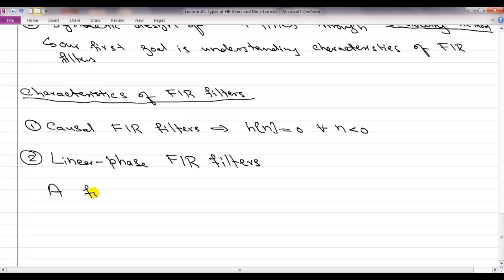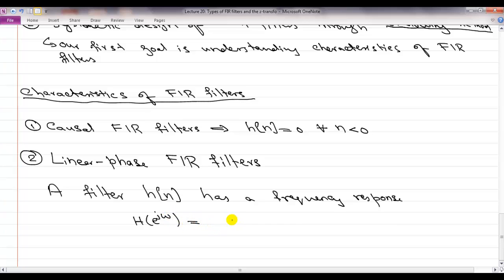A filter h of n has a frequency response H of e to the j omega. Now I will write that in terms of magnitude and phase. So I have the magnitude of H of e to the j omega, and I have the phase of that, which I'll write as e to the j theta of omega, where theta of omega is nothing but the argument of H of e to the j omega. So just the phase of this.